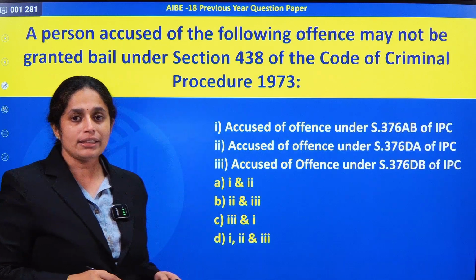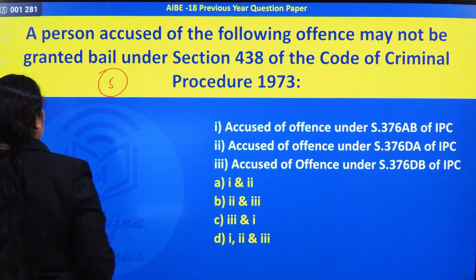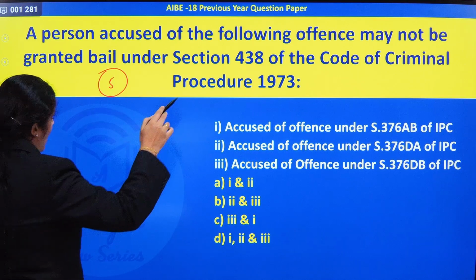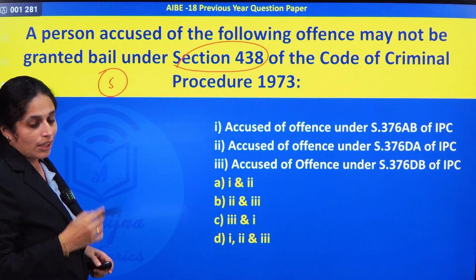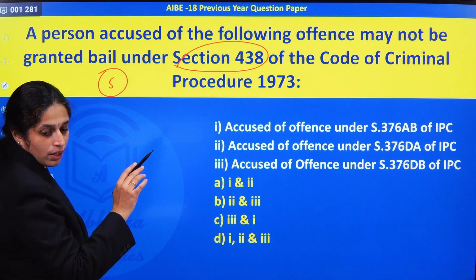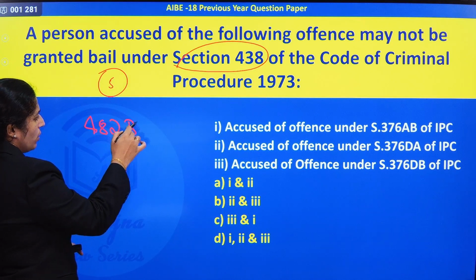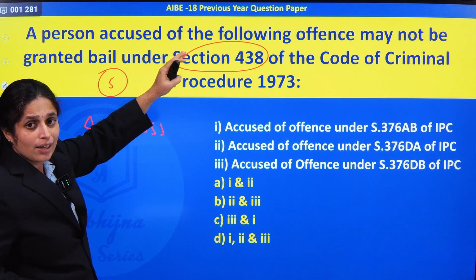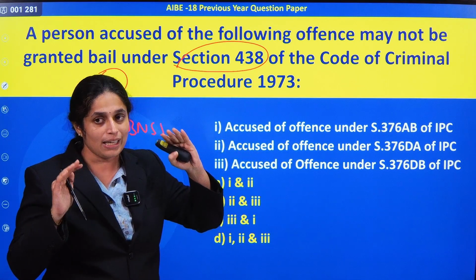Okay. Next, the fifth question, the person accused of the following offence may not be granted bail under section 438 of CRPC. So, section 438 speaks regarding anticipatory bail. The corresponding section is section 482 BNSS. So, not many changes have been included except the section numbers. So, it says that for some of the rape offences, sexual offences, anticipatory bail cannot be granted.